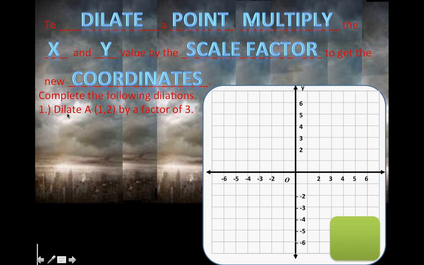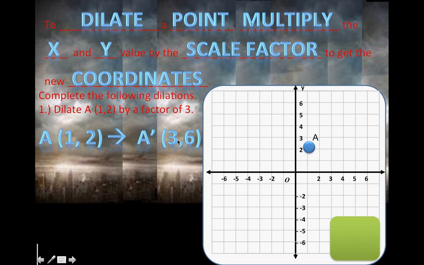So we're going to start with point A, which is at 1, 2. We want to dilate A, 1, 2, by a factor of 3. So we're going to start by graphing the point 1, 2, and labeling it A. And now before we do anything else, we want to go ahead and multiply both of these by 3. So 1 times 3 gives us 3. 2 times 3 gives us 6. So we already know that A prime is going to be at 3, 6.